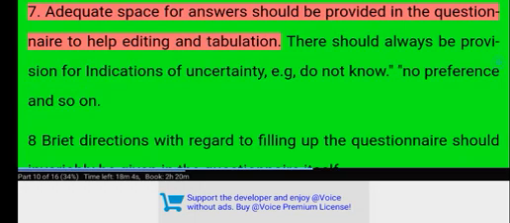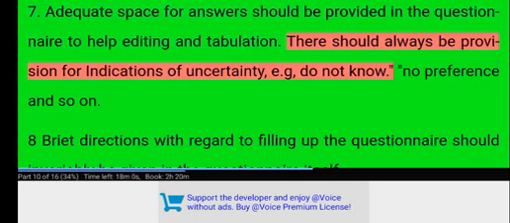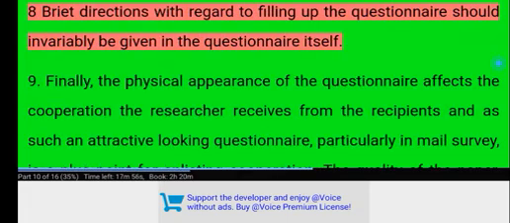7. Adequate space for answers should be provided in the questionnaire to help editing and tabulation. There should always be provision for indications of uncertainty, e.g., do not know, no preference, and so on. 8. Clear directions with regard to filling up the questionnaire should invariably be given in the questionnaire itself.